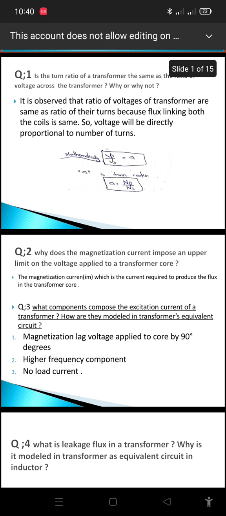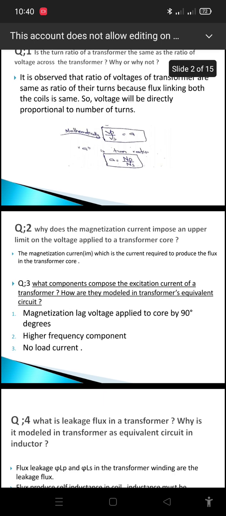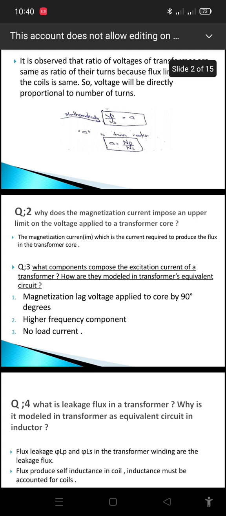Why does the magnetization current impose an upper limit on the voltage applied to the transformer core? The magnetization current is the current required to produce the flux in the transformer core.